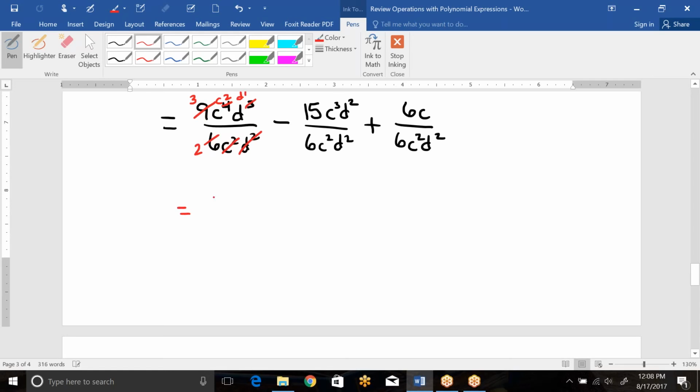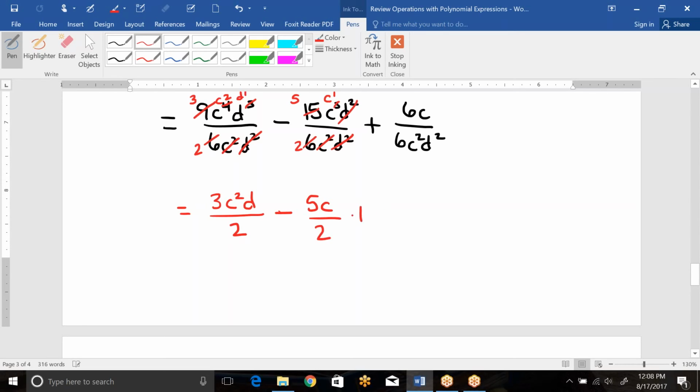So this first term is 3c squared d on top, all over 2. So there's my first term. For the second one, 6 and 15 are both divisible by 3, again, so that's going to be a 2 and a 5. C's, we have 2 on bottom that cancel with 2 at the top, so that's just going to be c to the first. And then the d squareds match exactly. So this one will be minus 5c to the first over 2.